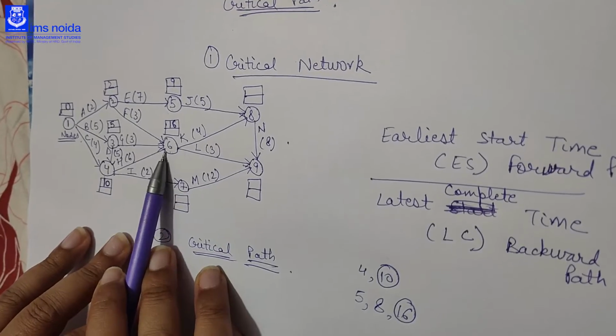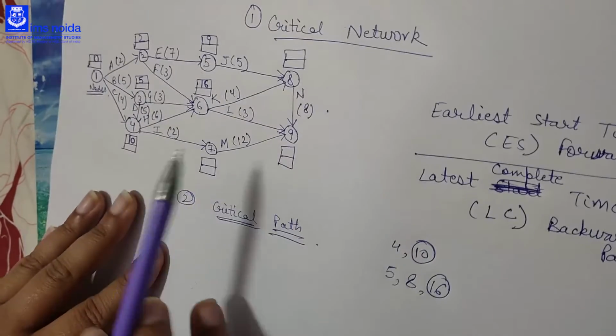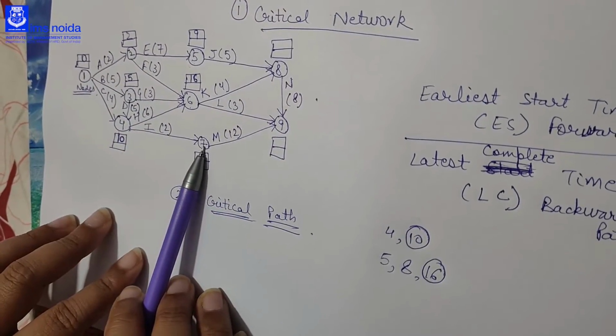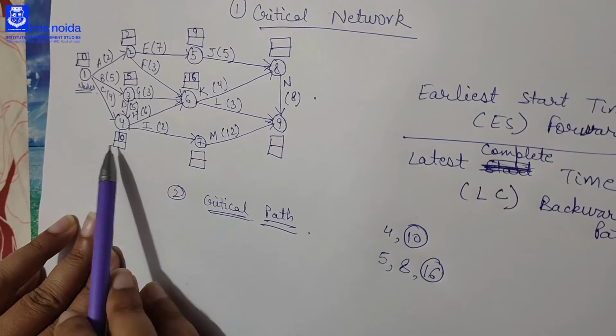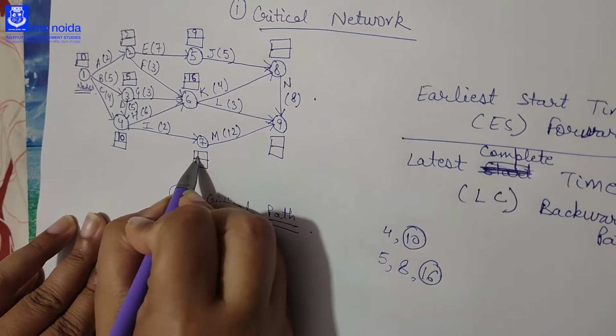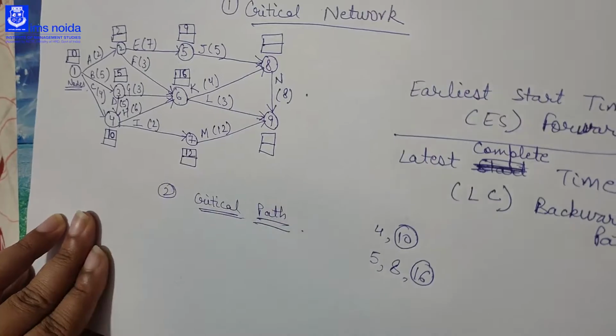Then from 6 we will move on to 7. There is only one way to move to 7, that is from 4 to 7. So 10 plus 2, 12. So the earliest start time of 7 is 12.